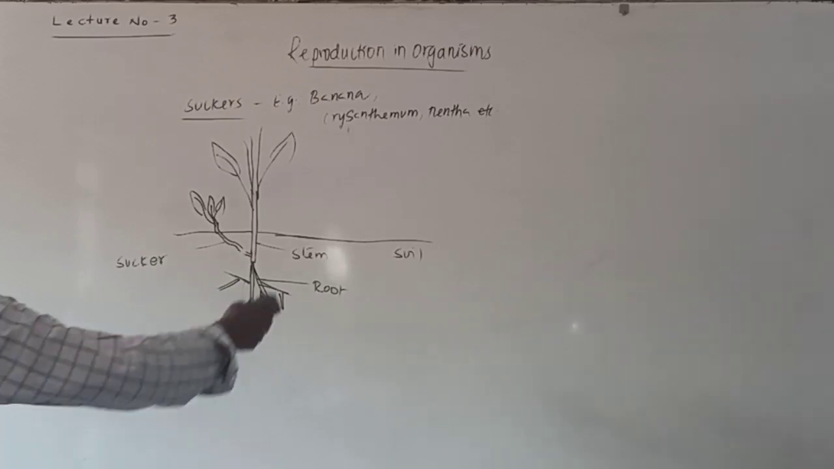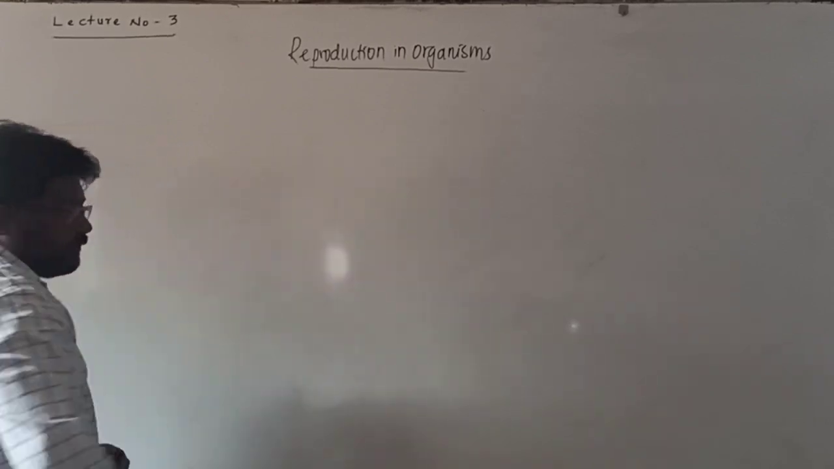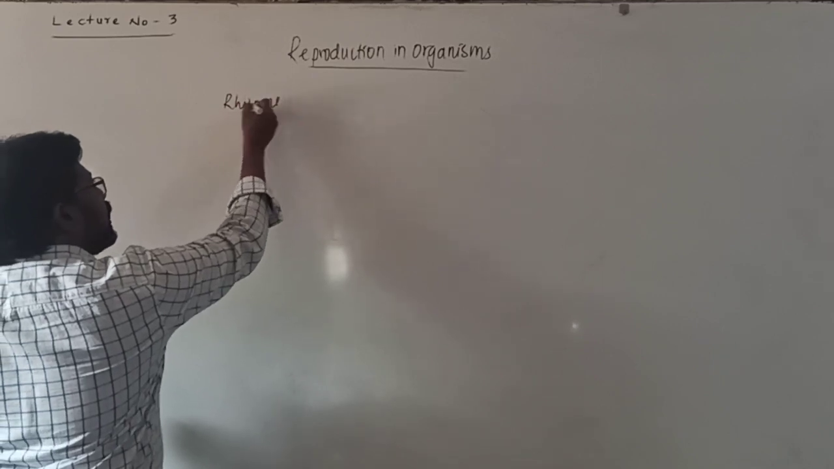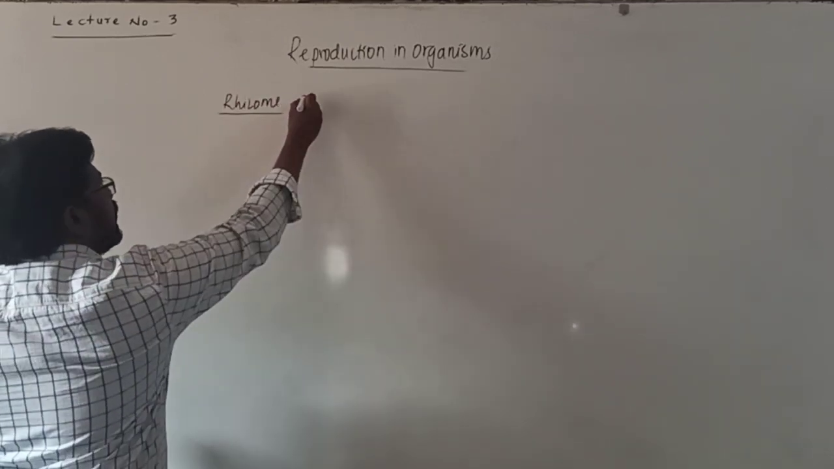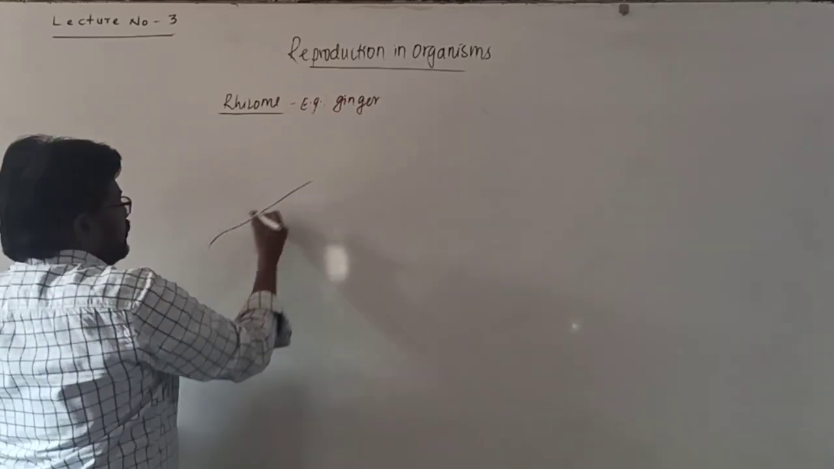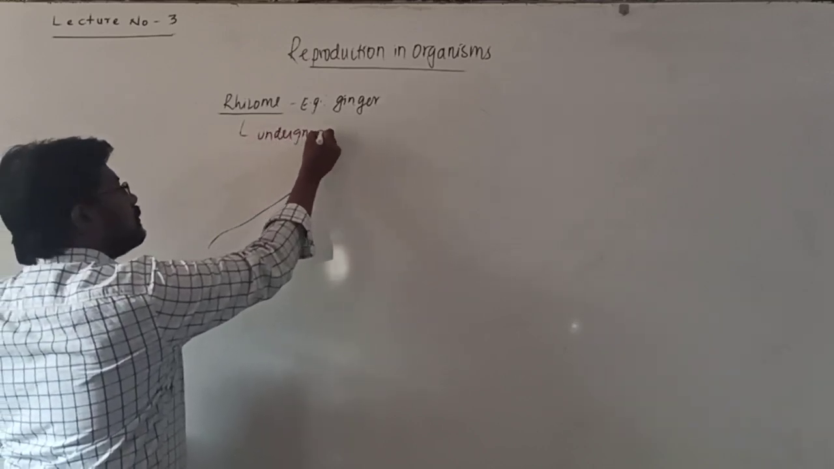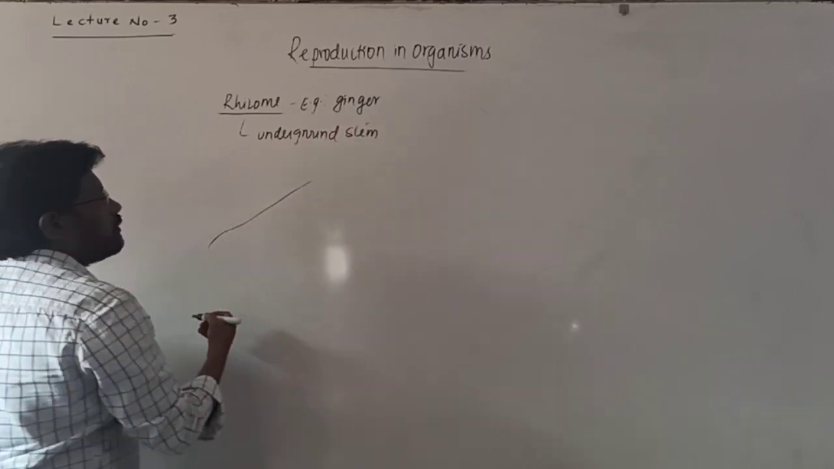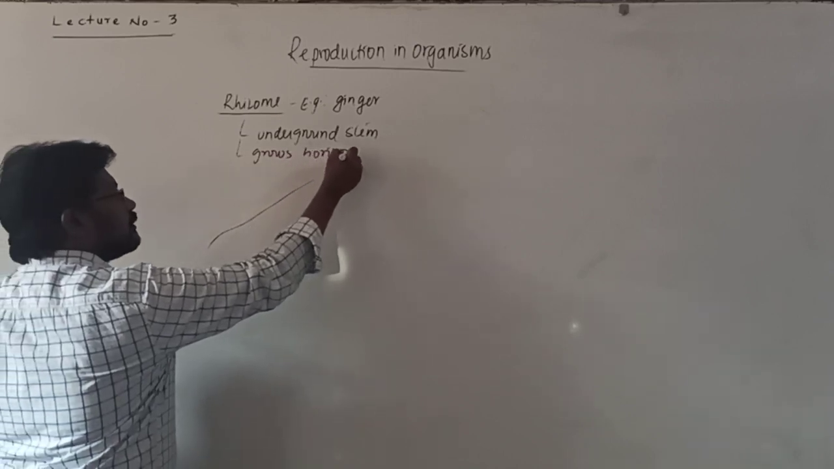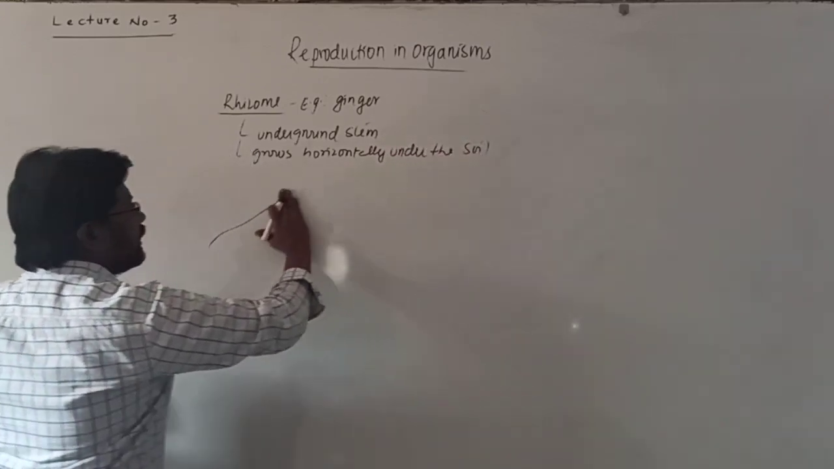Then the next vegetative propagule is called rhizome. Next one, let's see about rhizome. So rhizome we can see in case of ginger, right? So here this rhizome is an underground stem. So it's an underground stem, and this one grows horizontally under the soil.